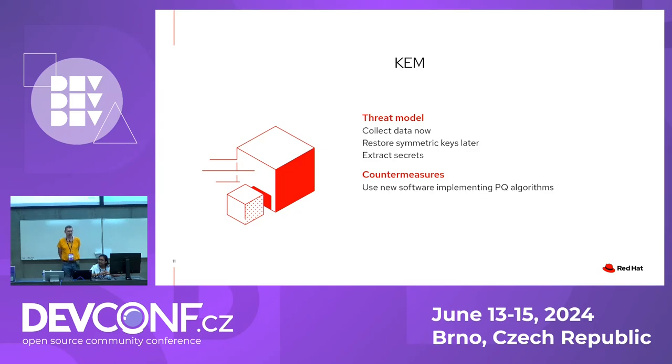For key establishment mechanisms, the threat model is quite different. Malicious actors, hopefully not we, can start collecting data now, then use another kind of magic to restore the symmetric keys from, usually, a Diffie-Hellman style scheme, and then extract the secrets from the pre-recorded communication. Countermeasures in this case are more simple. They require only replacement of software, but we still hope that software is regularly upgraded.